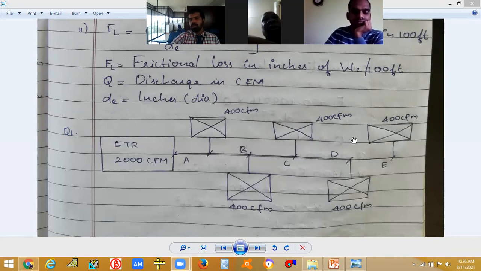Understood? Okay. So draw this. This is our question. We are going to find the duct size of A, B, C, D, and E. What will be the duct size?